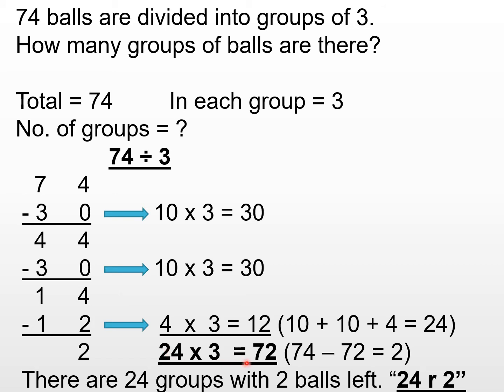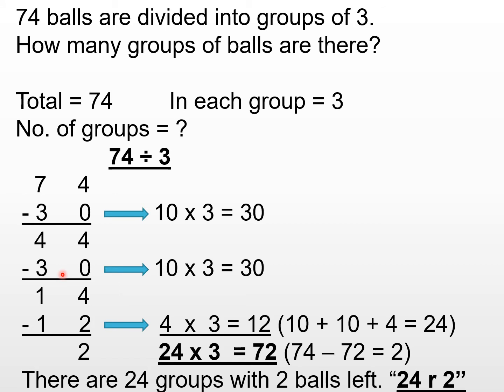What is 24 multiplied by 3? 24 multiplied by 3 is 72. 72 balls have been distributed into groups and only 2 balls are left. So my answer is 24 remainder 2. So what have we done here?